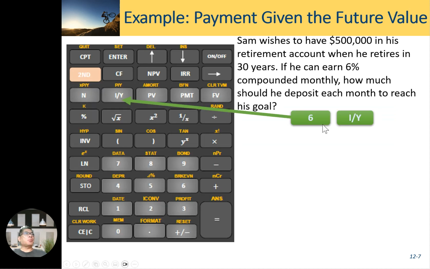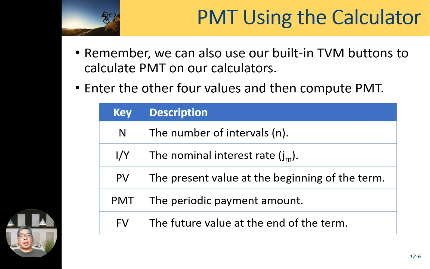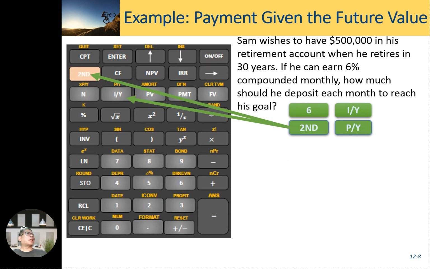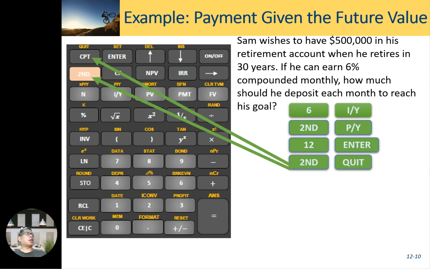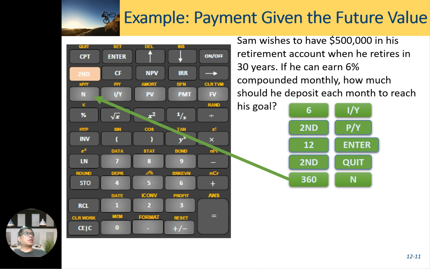So you're going to put in 6 and press EY. Okay, let me just go back. Then second PY, which is the compounding: 12, enter, because it's monthly. And then second quit. Why do you have to do second quit? To quit the logic of the compounded interest. And then 360. Why did you get 360? 30 times 12 is 360, which is n.